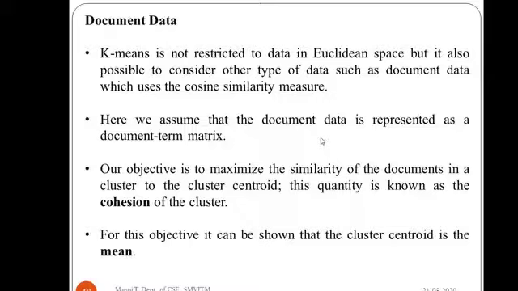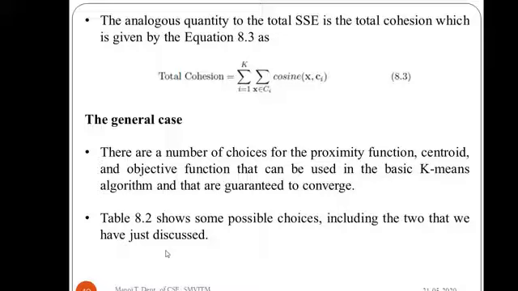Our objective here is to maximize the similarity of the documents in a cluster to the cluster centroid. The reason is we want the documents to be more similar. That is why we are maximizing the similarity, minimizing the distance. This quantity is known as the cohesion of the cluster. For this objective, it can be shown that the cluster centroid is the mean. The analogous quantity of the total sum of squared error is the total cohesion, which is given by this particular equation.